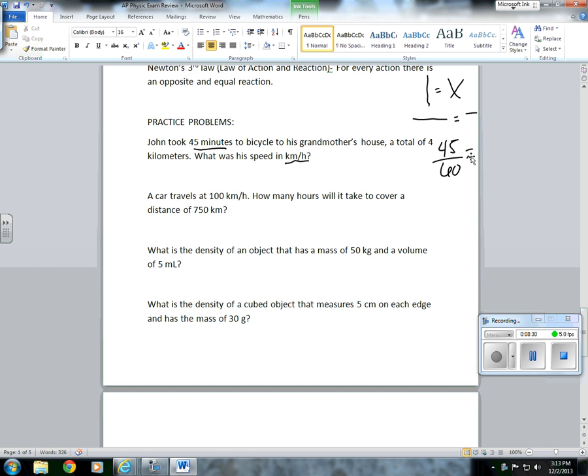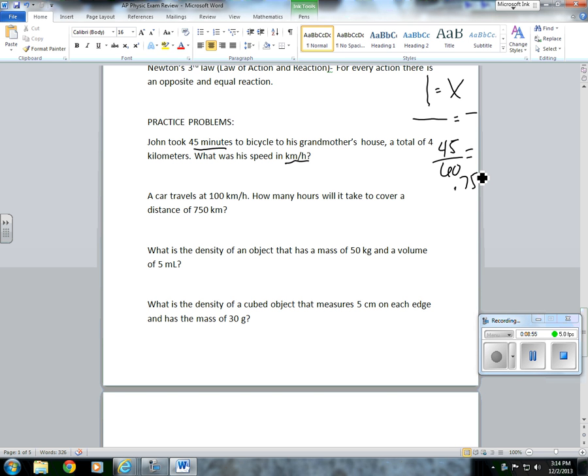So 45 divided by 60, and of course you will get to use a calculator, is 0.75. Or hopefully you know that a quarter of an hour is 0.25, half an hour is 0.5, 3/4 of an hour, which is the same thing as saying 45 minutes, is 0.75.